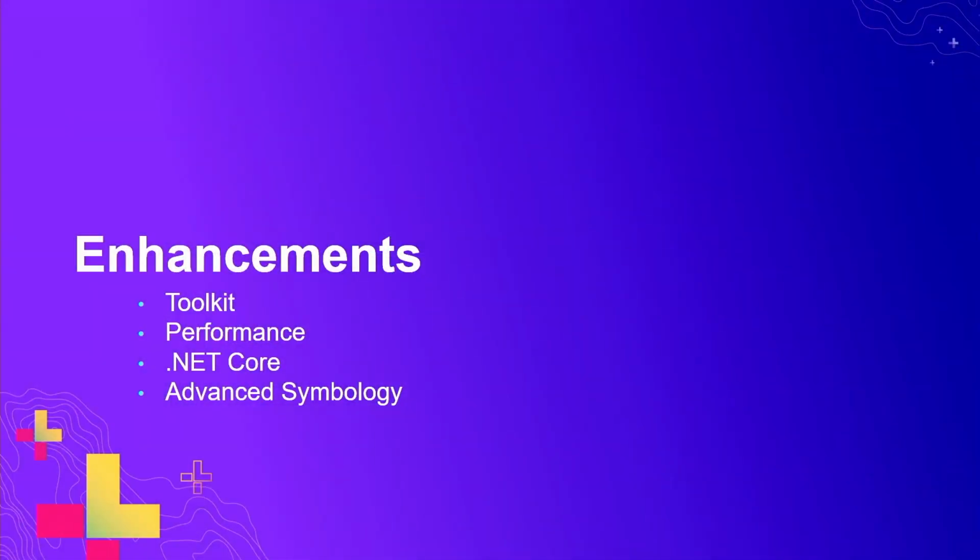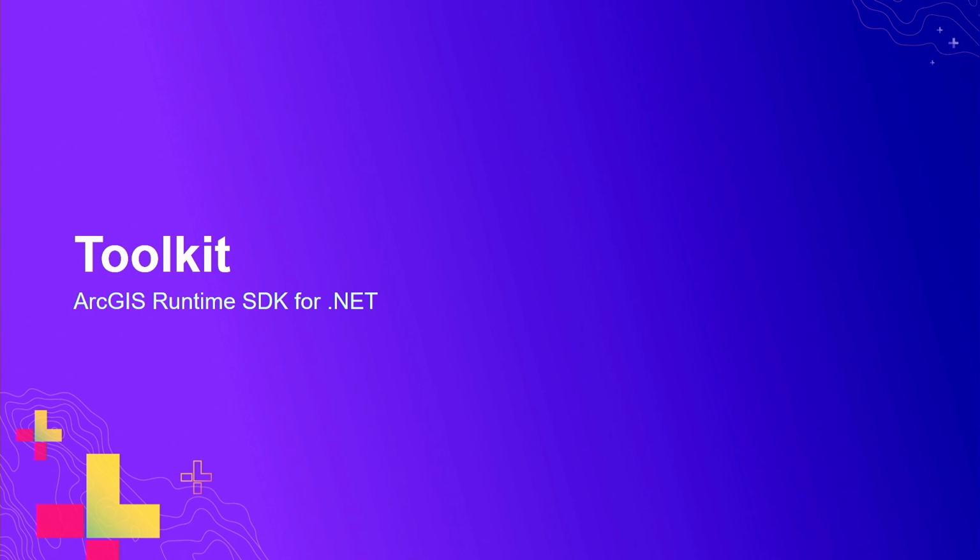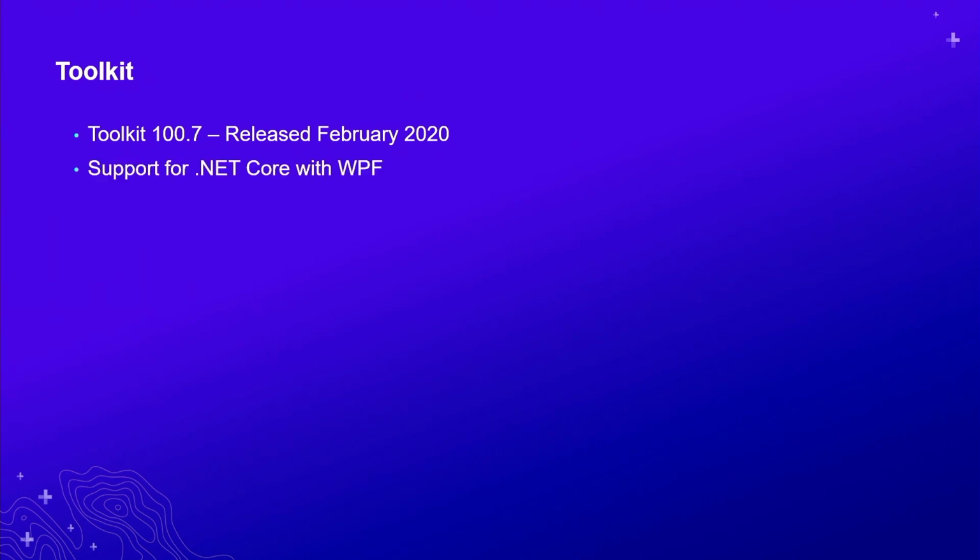Okay, so we've talked about an overview, the architecture, getting started. Now we really want to dive into some of the enhancements that we've made to the SDK over the last year. So first up is a look at the Toolkit. The Toolkit's a really popular component that many of our users like to work with. We've had successive releases in parallel with releases of the API, but we had a major release of the Toolkit just in February this year, the 107 release, and some of the highlights included with that are support for .NET Core with WPF.